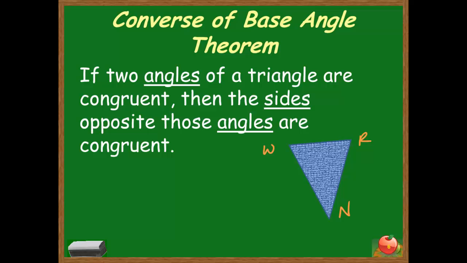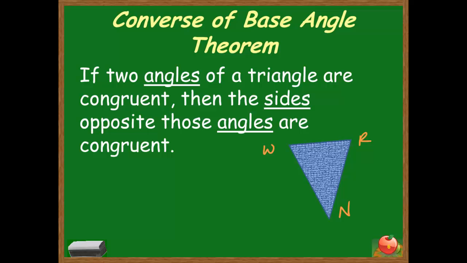Okay, now this theorem is going to sound very similar. It is the converse of the base angle theorem. Now the converse means that we got to switch the if and the then. We just switched the parts. So in the last theorem we had if the sides are congruent, then the angles are congruent. Let's read this one. If 2 angles of a triangle are congruent, then the sides opposite those angles are congruent.